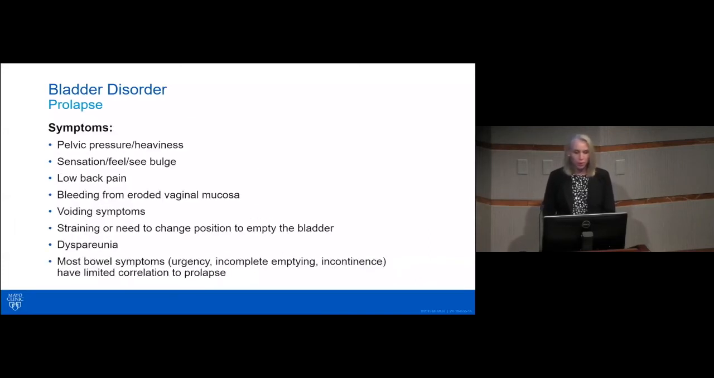So symptoms of prolapse include pressure and heaviness of the pelvis, a sensation or feeling of a bulge, low back pain, bleeding from eroded vaginal mucosa, voiding symptoms or sensation of incomplete emptying, straining or needing to change position to empty the bladder, discomfort with sexual activity. Bowel symptoms are generally not correlated.